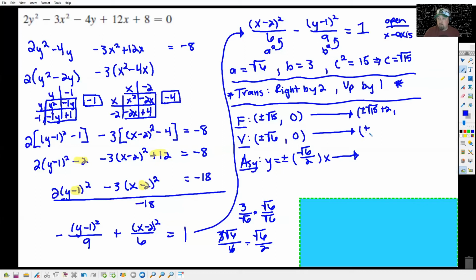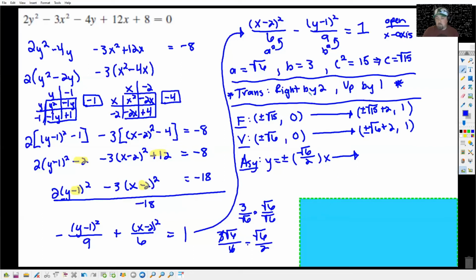We get plus or minus the square root of 6 plus 2. All the y's are going to go up by 1, so they're going to get 1 added to them, so that's 1, and that's 1, because those were just 0. Now with this, we've got to talk about this point, okay? Because really there's a point in here, 0, 0. We got to figure out where it moved to.